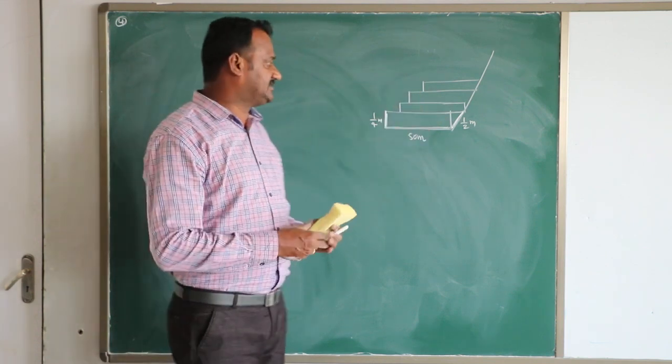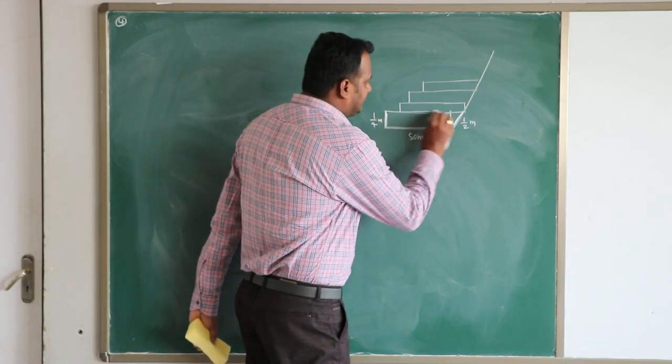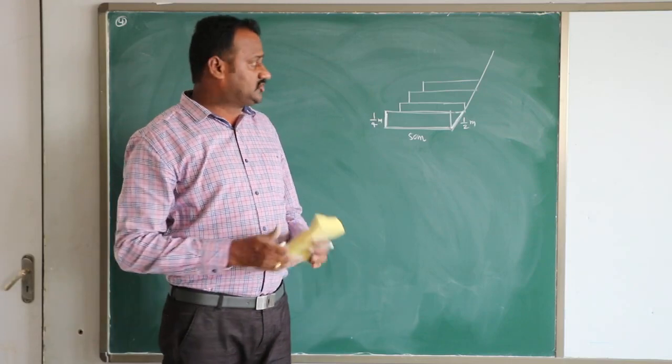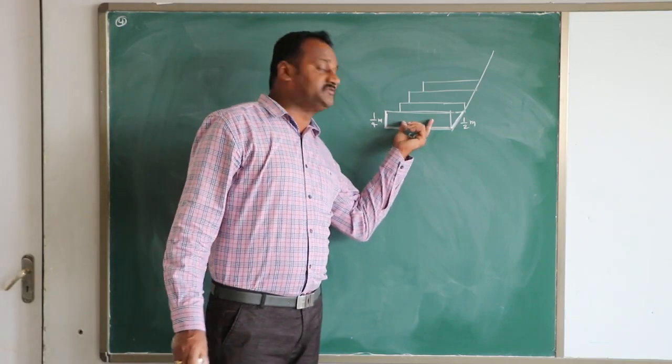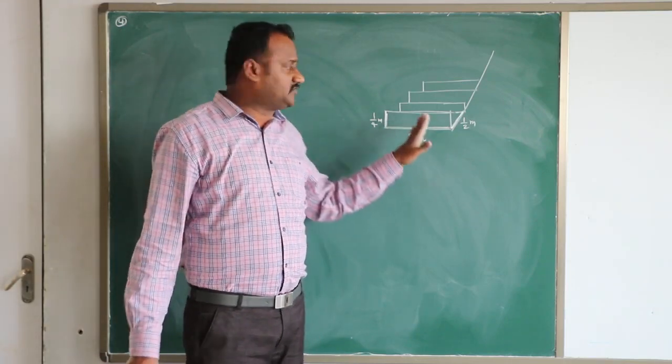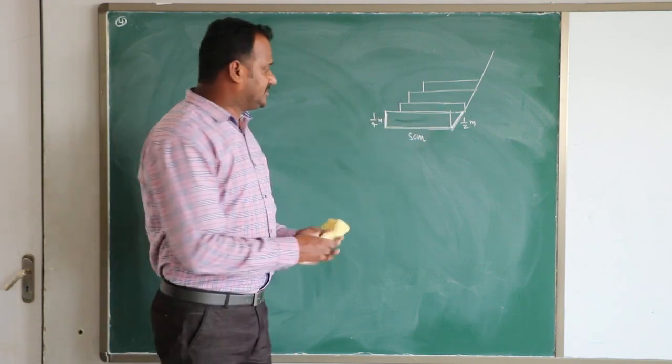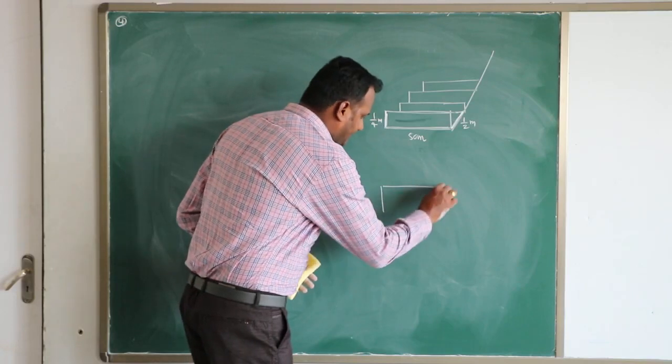But here the thing is, if you find the volume, because the volume of concrete is required to make these steps. So the volume of the concrete required for the first step is nothing but the volume of this first cuboid. But coming to the second step, if you once observe, the second step is like this.